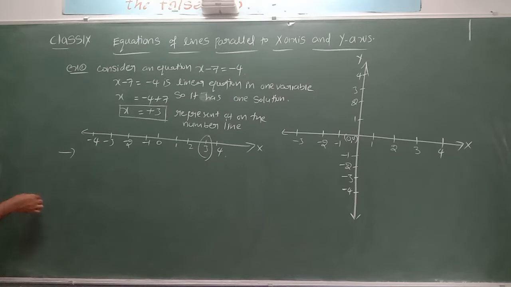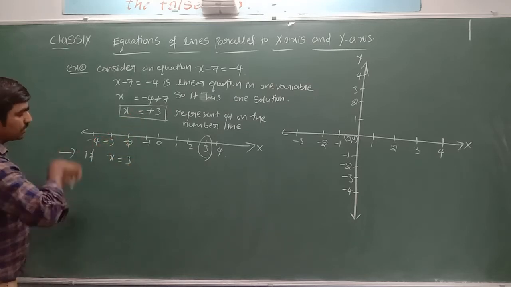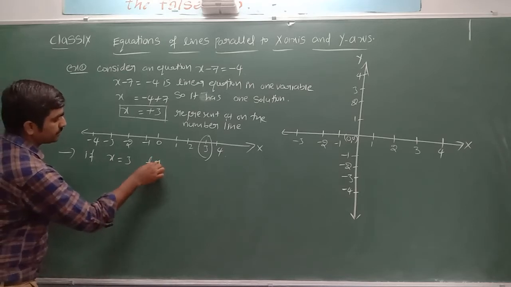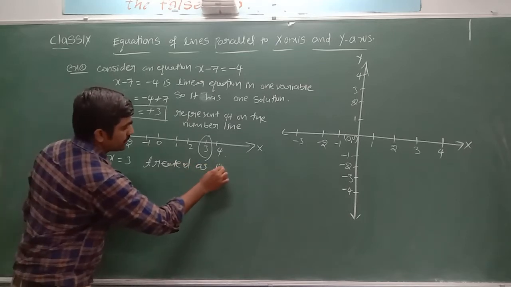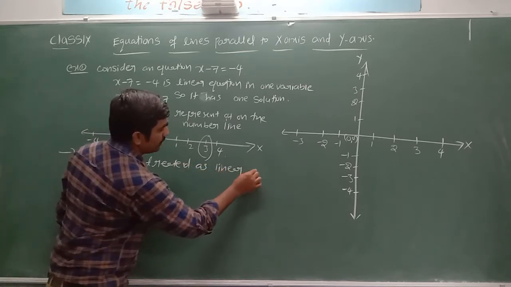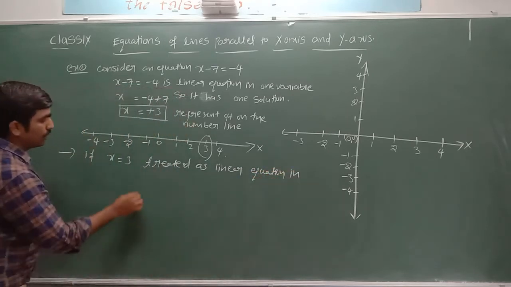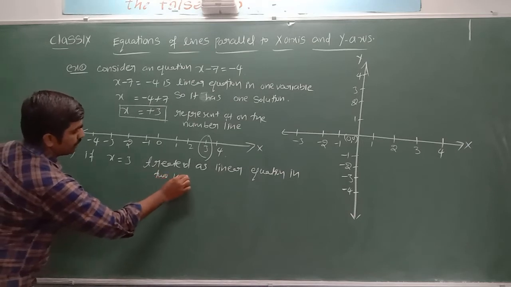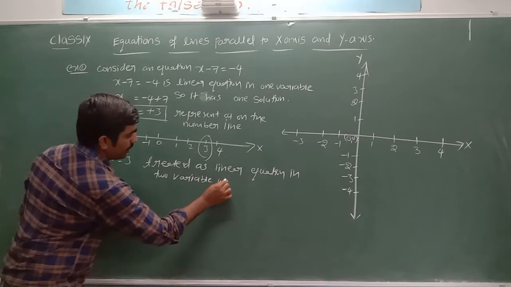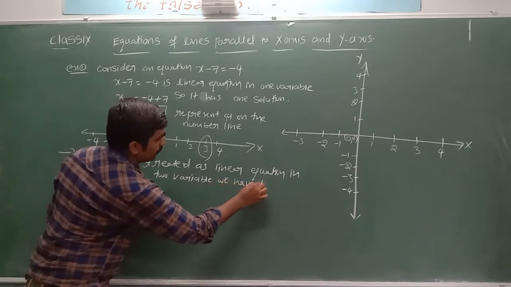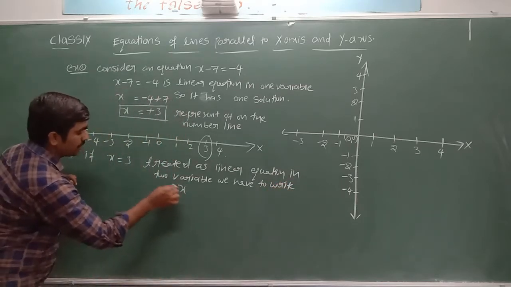Now next, if this x equal to 3 is treated as a linear equation in two variables, how can we write it? We have to write x is equal to 3 there.